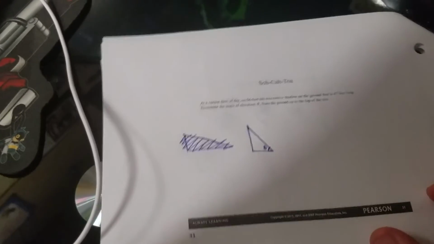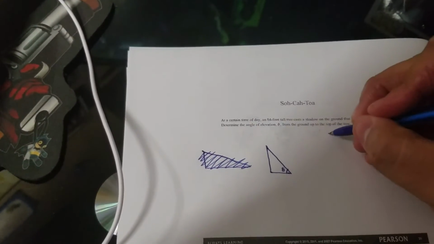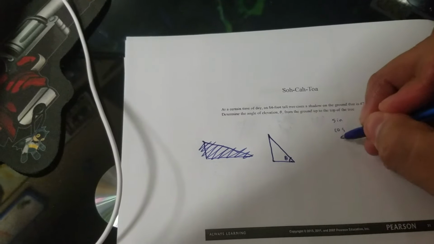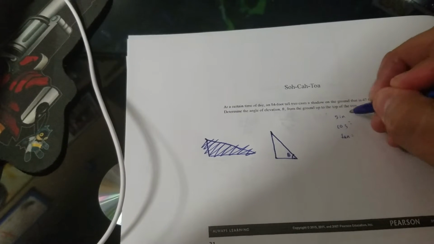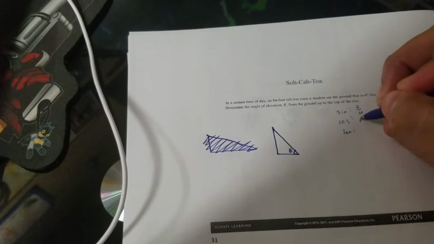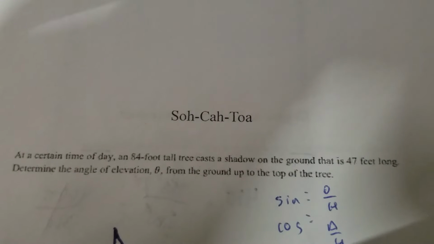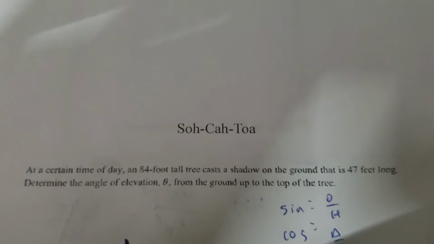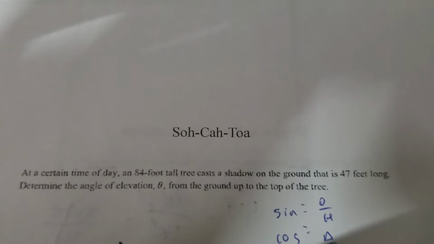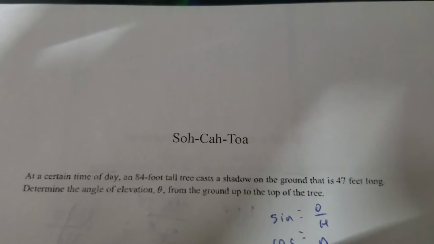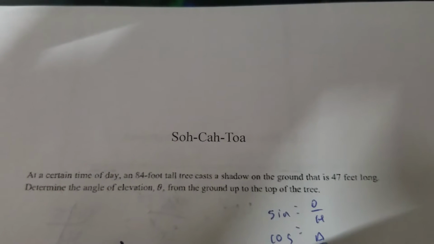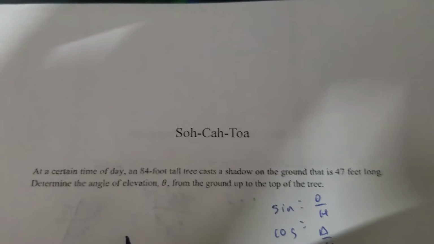This one I'm going to take a little bit of time with. Again, you need to know sine, cosine, and tangent. These are the important ones. If I read this problem: at a certain time of day, an 84-foot tall tree casts a shadow on the ground that's 47 feet long. Determine the angle of elevation theta from the ground to the top of the tree.